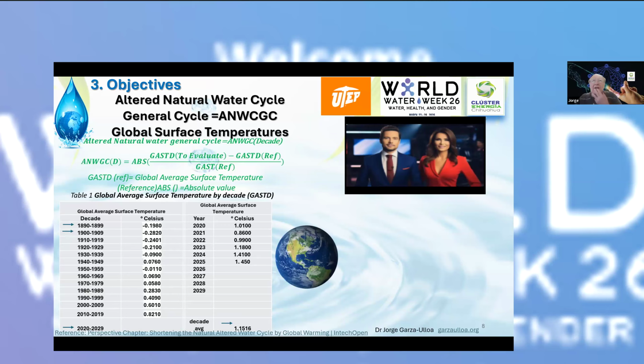Then again, what we are talking about is the global surface temperature average, but I am applying this equation. If you don't like the equation, don't worry. It's going to be very easy because it's going to ask you just for the values and give the result. The one thing that we have to remember is the name: altered natural water cycle.